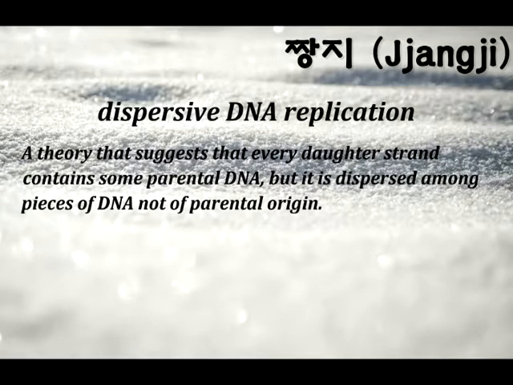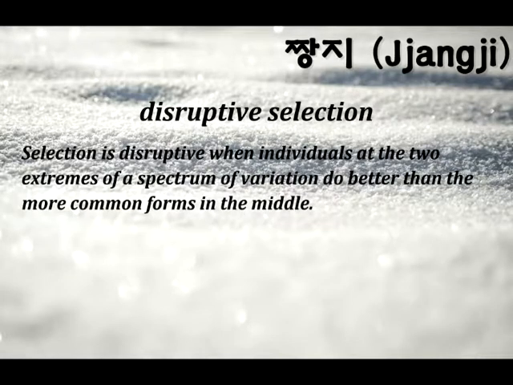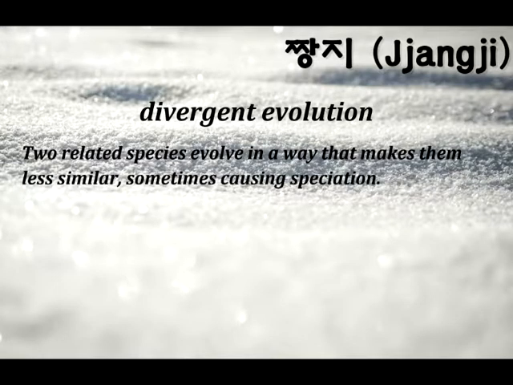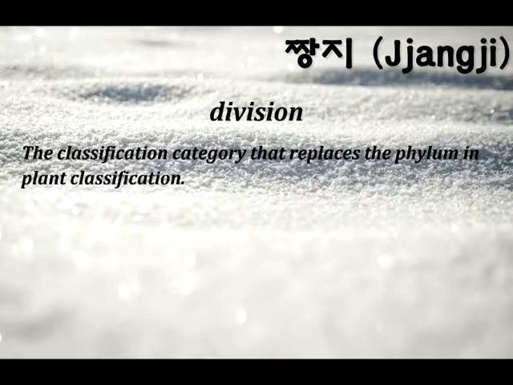Dispersive DNA replication: a theory that suggests that every daughter strand contains some parental DNA, but it is dispersed among pieces of DNA not of parental origin. Disruptive selection: selection is disruptive when individuals at the two extremes of a spectrum of variation do better than the more common forms in the middle. Distribution describes the way populations are dispersed over a geographic area. Divergent evolution: two related species evolve in a way that makes them less similar, sometimes causing speciation. Division: the classification category that replaces the phylum in plant classification.